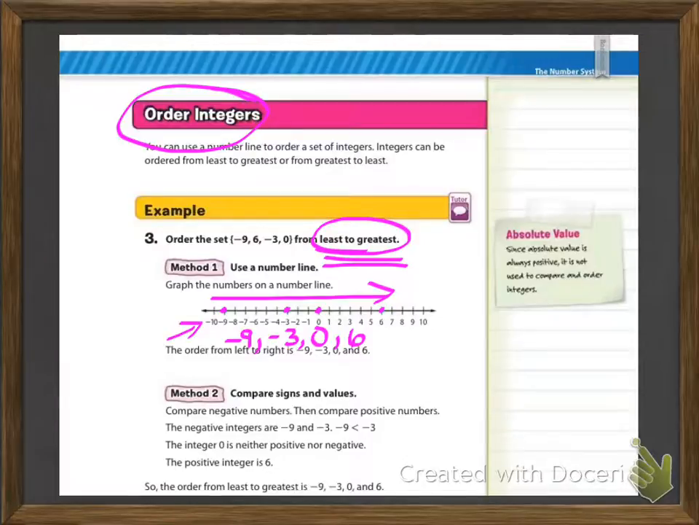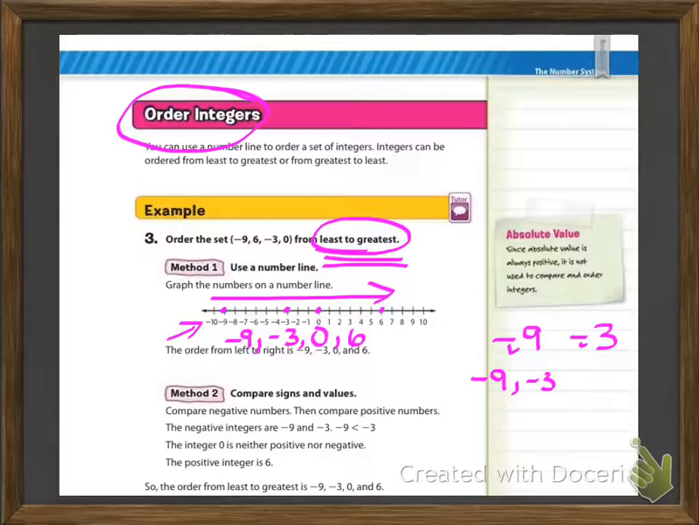Your other option is you can compare the negative numbers and then compare any positive numbers that you have. The negative numbers they gave you on this one were -9 and -3. Those were our 2 negative numbers. So find which one's smaller. Remember, the further away from 0 that you are, the smaller you are when you're on the negative side. That means the -9 is the smallest number. -3 has to come next. So we worked out both of those.